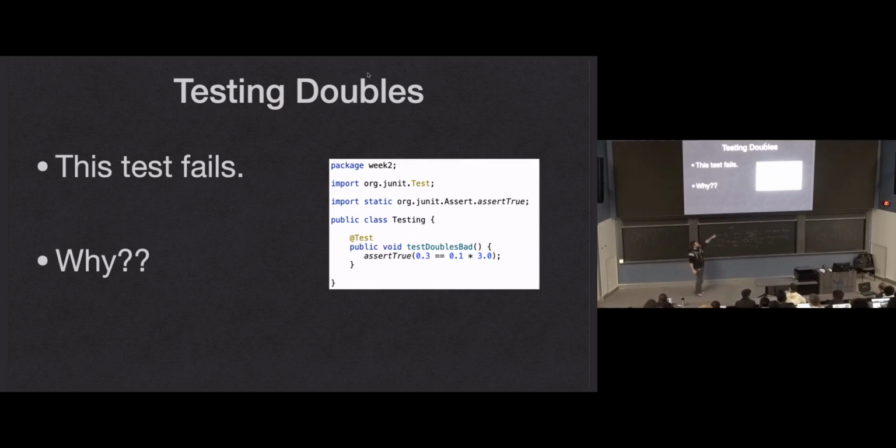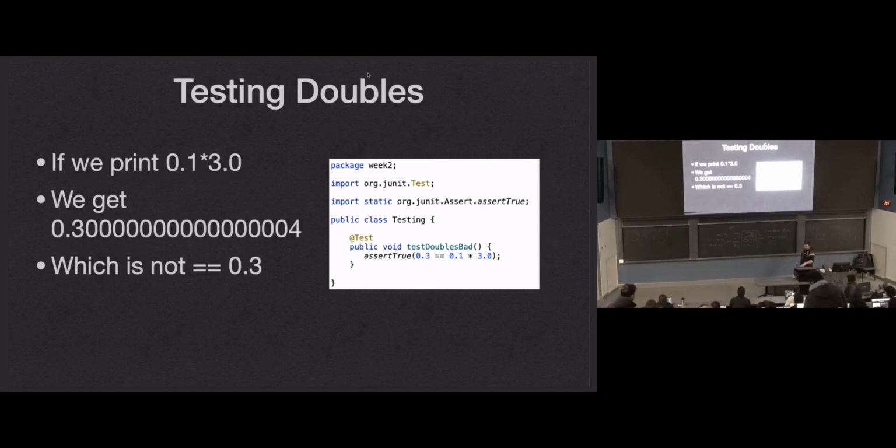Now we have 0.3 equal 0.1 times 3.0. 0.1 times 3.0, we would expect to evaluate to 0.3. We're going to check to make sure it evaluates to what we want it to evaluate to. And this test fails. The computer says, nah, that's not equal 0.3. The problem is 0.1 times 3.0, according to the computer, is not 0.3, it's this value.